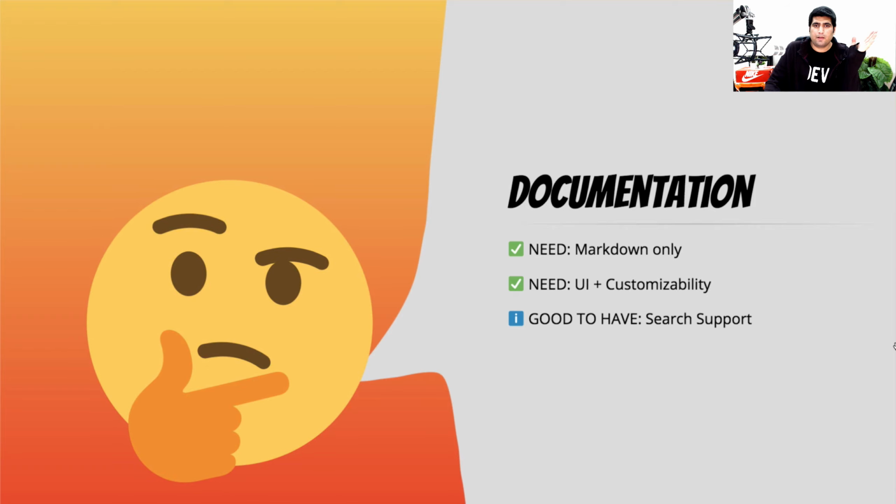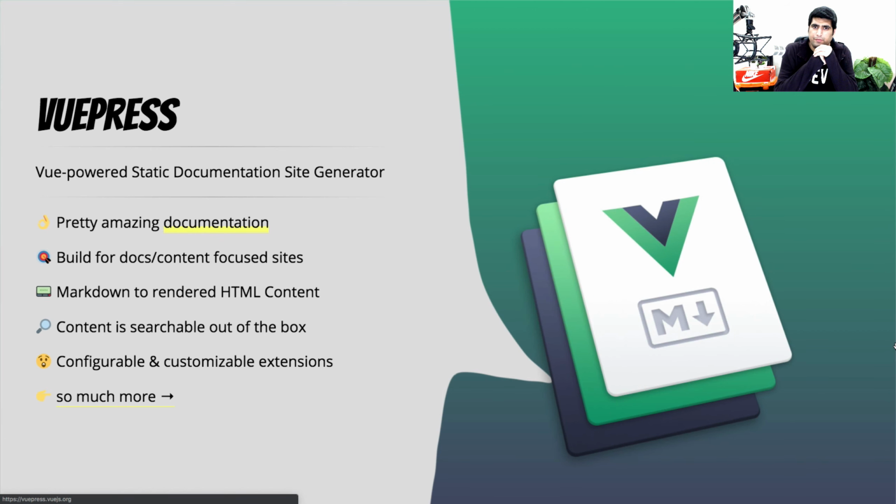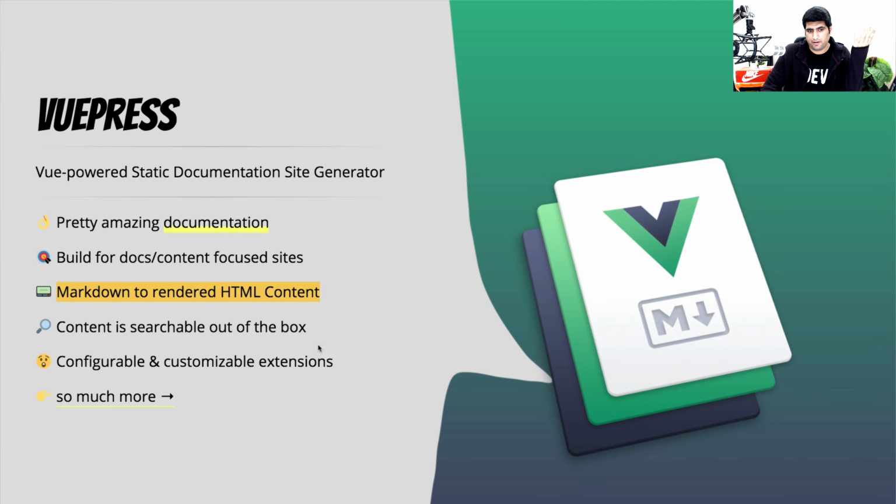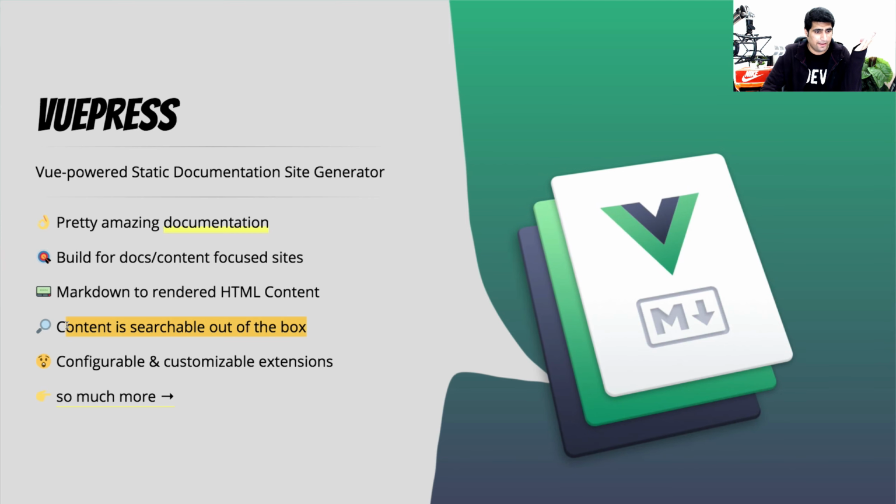So after looking at a couple of solutions, I ended up with VuePress. VuePress is a Vue.js based static site generator, or sort of like static documentation site generator, which is really focused on content. It has a pretty amazing documentation. It renders the Markdown to pre-rendered HTML. Content is searchable out of the box. I don't have to do anything whatsoever. And it is really configurable.